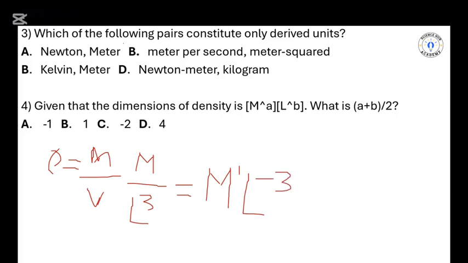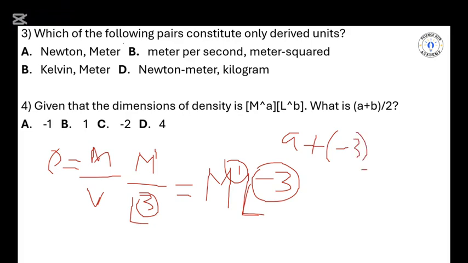So to compute this a plus b, what is a, what is b? a is 1, and then b is negative 3. If they had left it as a quotient, M divided by L, it would have been M to the power 1 and L to the power positive 3. But they have brought it this way, so b is negative 3. So a plus b, b is negative 3, in brackets, and everything divided by 2.